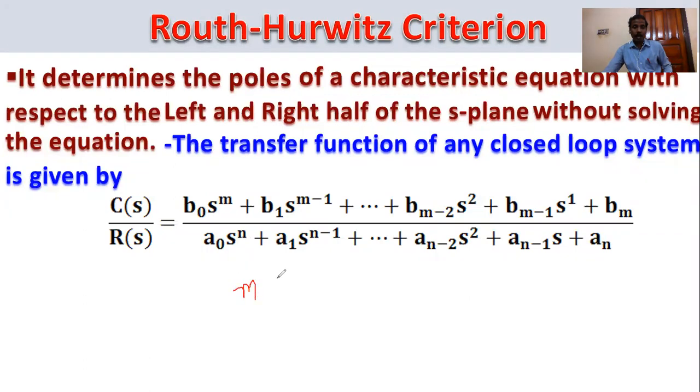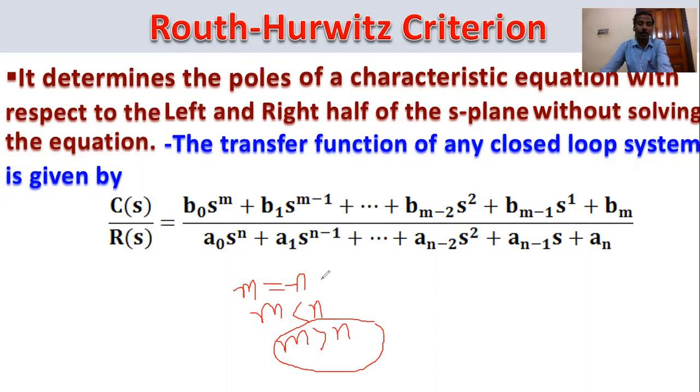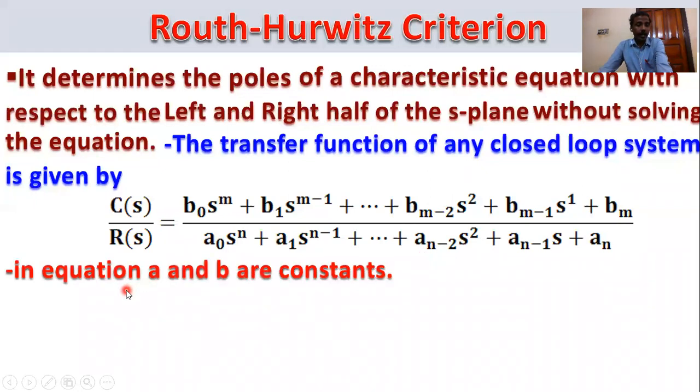In this case, m equals n, or m less than n, or m greater than n, this is for a critical situation. The numerator power is actually always less than or equal to the denominator power. In the equation, B0, B1, Bm minus 2, Bm minus 1, Bm, A0, A1, dot dot dot, An minus 2, An minus 1, An are coefficients, that is, constant values.